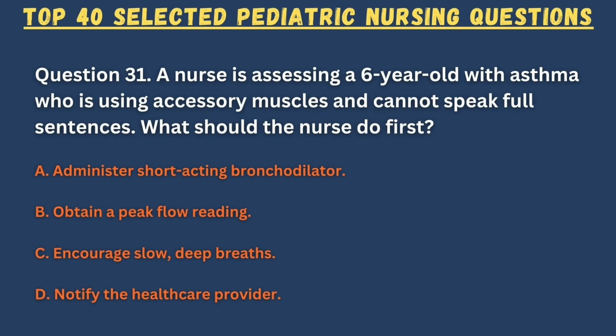Question 31. A nurse is assessing a 6-year-old with asthma who is using accessory muscles and cannot speak full sentences. What should the nurse do first? A. Administer short-acting bronchodilator. B. Obtain a peak flow reading. C. Encourage slow, deep breaths. D. Notify the healthcare provider.